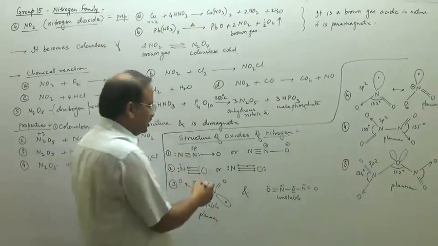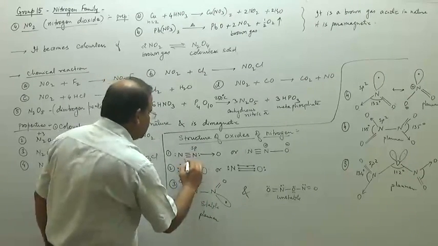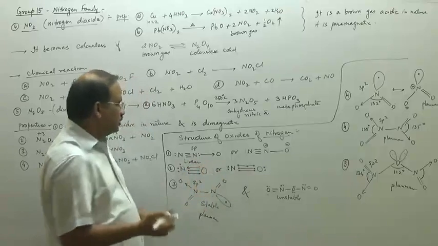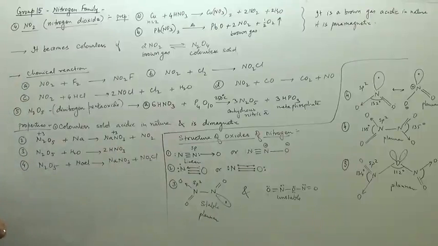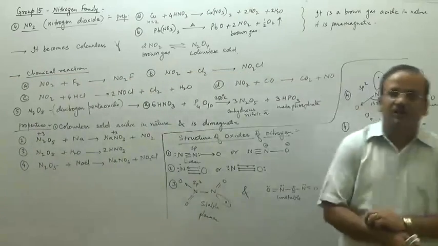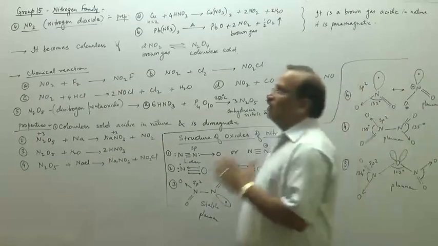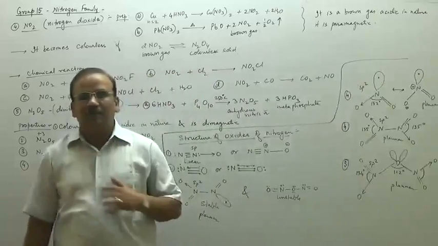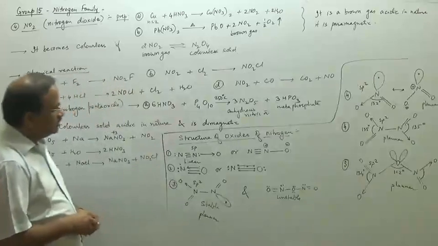sp hybridized, so it will be a linear structure. We used to say that. So these are the structures, the preparation, and the properties of the oxides of nitrogen. We are able to discuss their properties and their structure, how they are. So that's all about the oxides of nitrogen that is required for us.